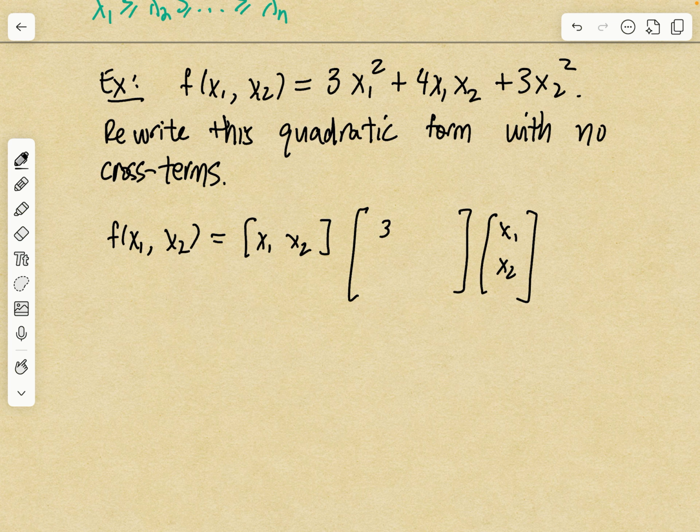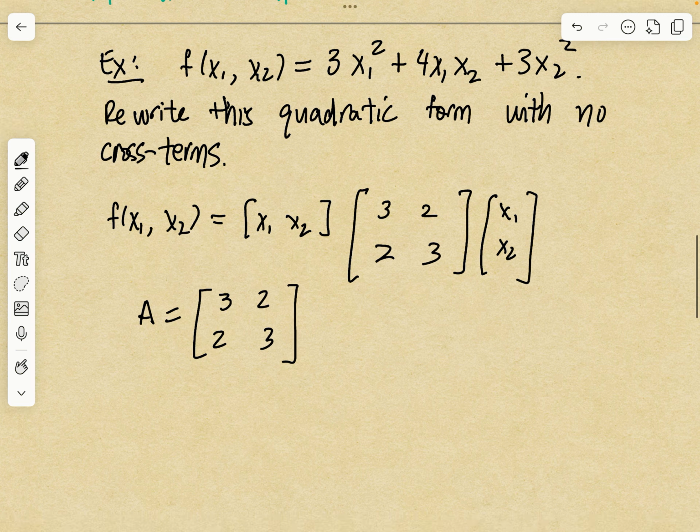All right, let's go over the answer. It's this matrix. Right? You take these numbers that are being multiplied by x1 and x2 squared, you make them these diagonal entries, and then you take half of the number being multiplied by x1x2, and those go here. And then if you multiply all this out, you're going to get this. Okay. So that's our matrix A. It's a symmetric matrix, as we see. Its transpose is equal to itself.